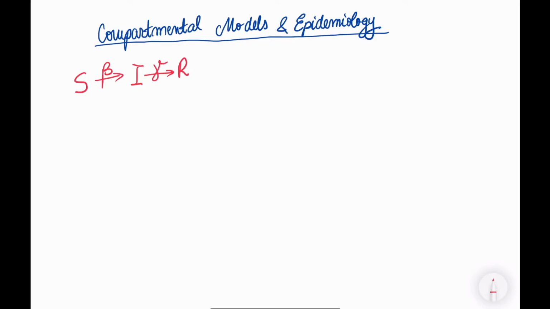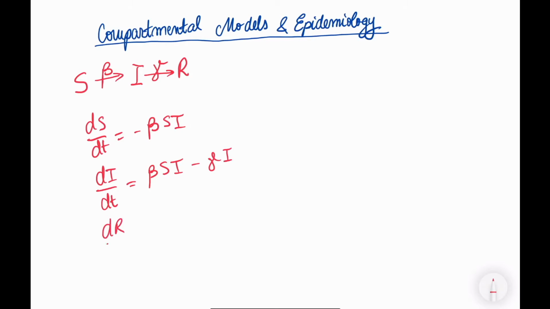When using the SIR model, we would usually start with most, say 99% of the population in the susceptible compartment, and the rest of 1% in the infectious one. These are what is known as the initial conditions of the model. The ODE system of the SIR model is then written as dS over dt equals minus beta S I, dI over dt equals beta S I minus gamma I, and dR over dt equals gamma I.